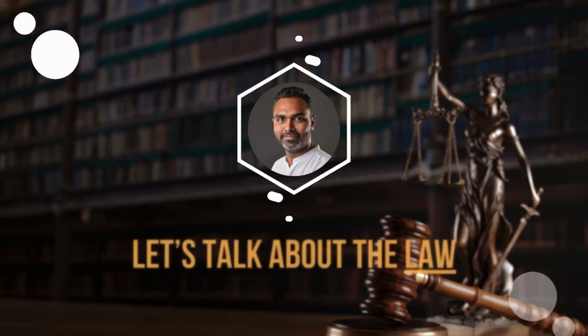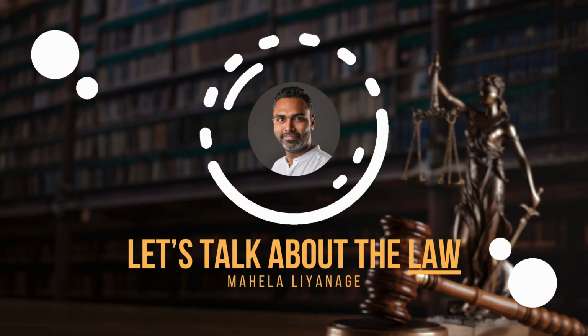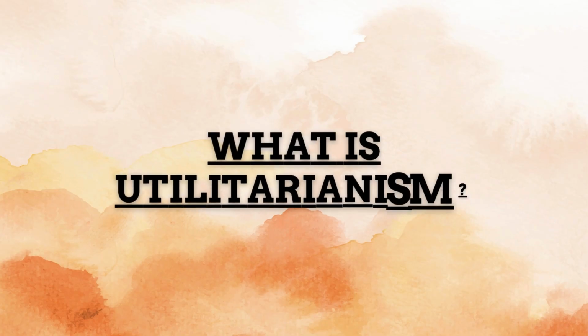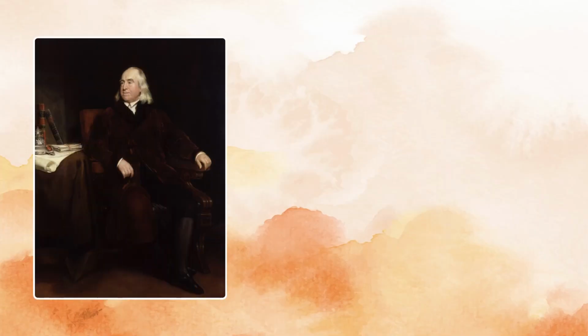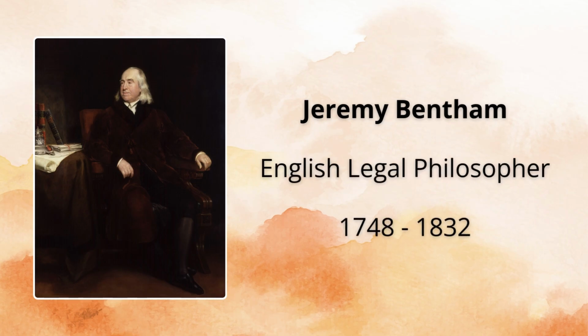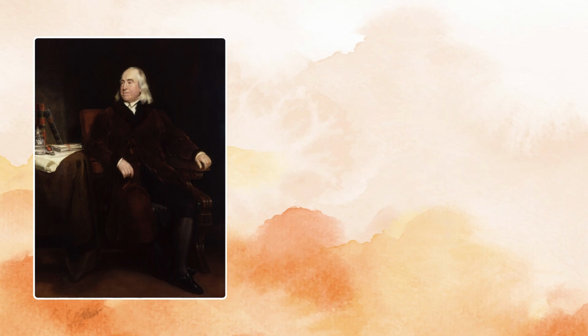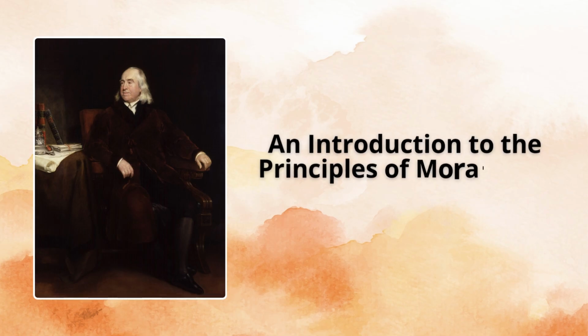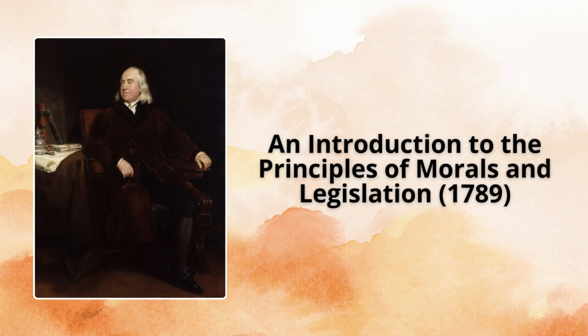Anyway, let's talk about utilitarianism. Utilitarianism is essentially a way of thinking about right and wrong. It was first explained by a famous English philosopher named Jeremy Bentham, who lived from 1748 to 1832. He talked about this idea of utility in his book, An Introduction to the Principles of Morals and Legislation, which was published in 1789. Bentham believed that lawmakers should be free to pass any law they want.